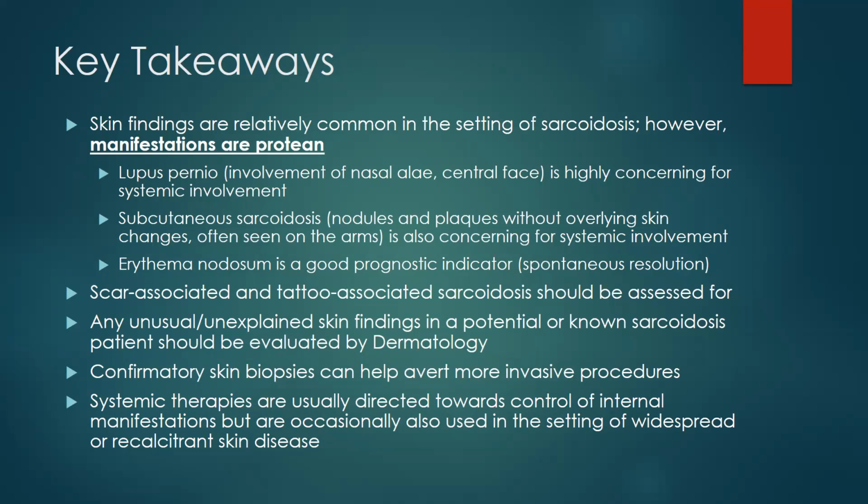You want to ask patients if they have any scars or tattoos that are changing, which can be suspicious for cutaneous sarcoid. If you see anything on the patient's skin that you can't explain that's brand new and you're evaluating for some systemic sarcoid, we're happy to check it out in our clinic and do a biopsy if needed. And like I said, that can help avert more invasive procedures. And systemic therapies are usually directed towards control of internal manifestations.